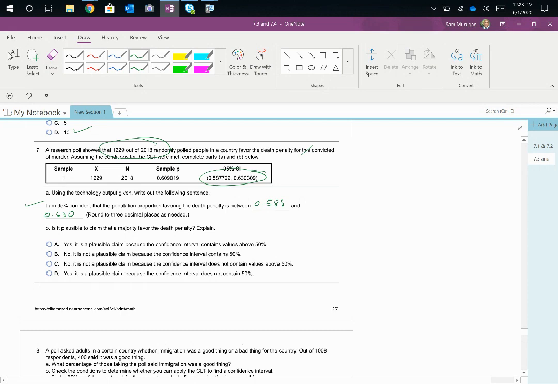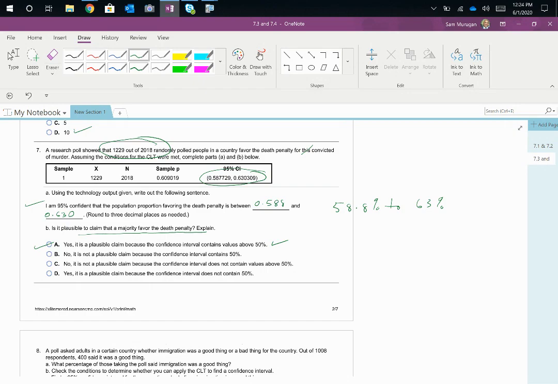Question: is it plausible to claim that a majority favor the death penalty? Definitely, because that interval is between 58.8% and 63%. Okay, so it is plausible because it contains values above 50%. And remember, that's our standard. It must contain values above 50%.